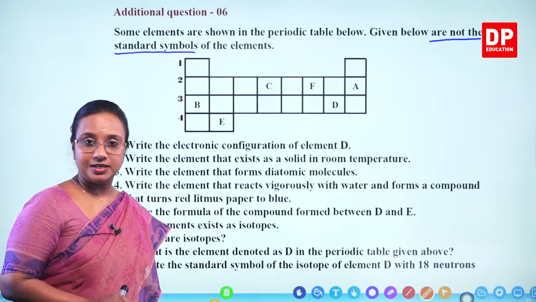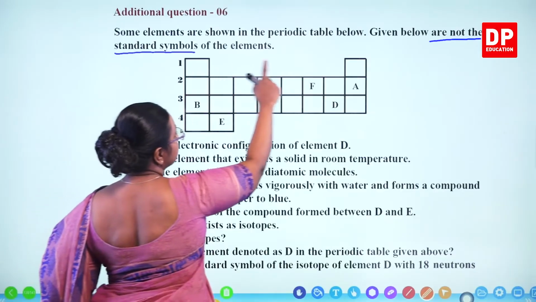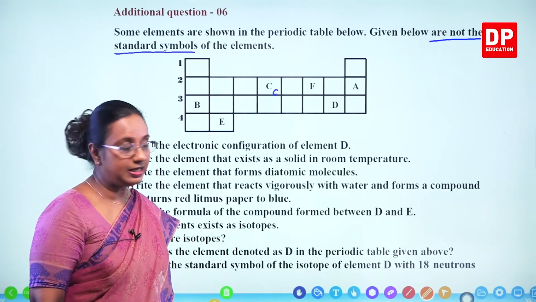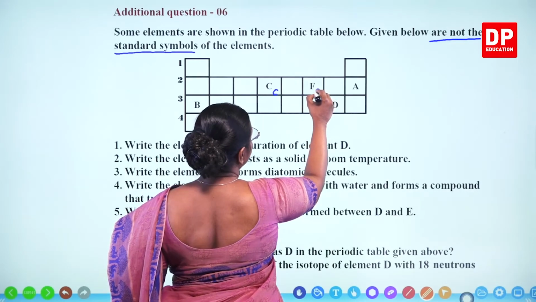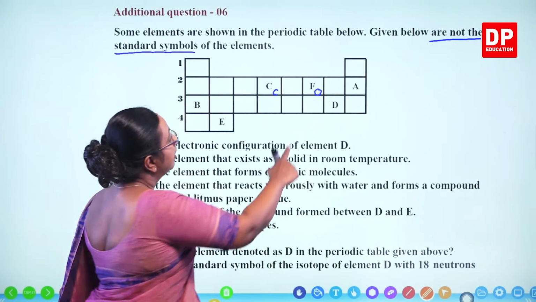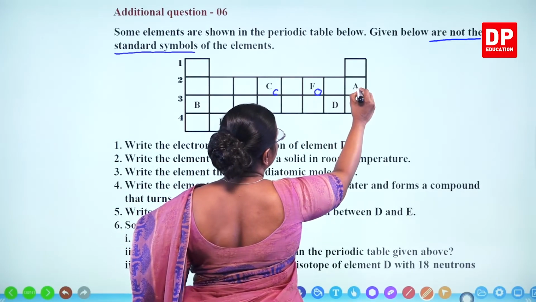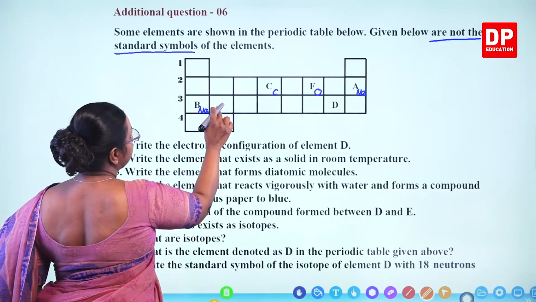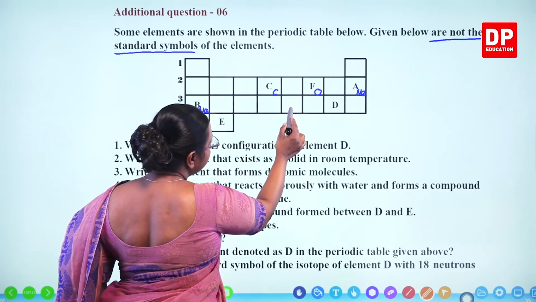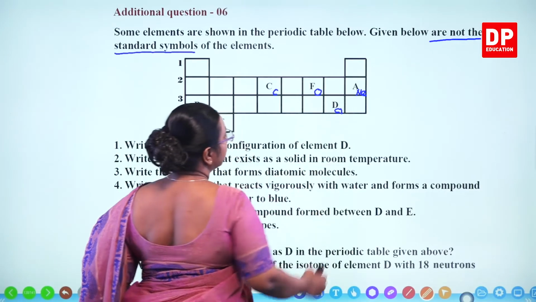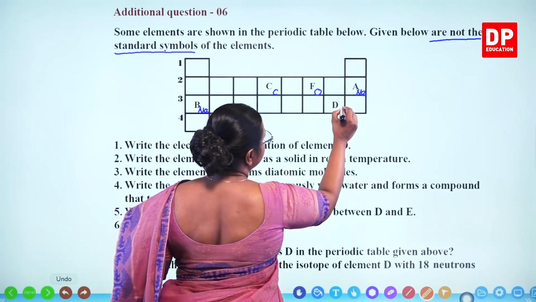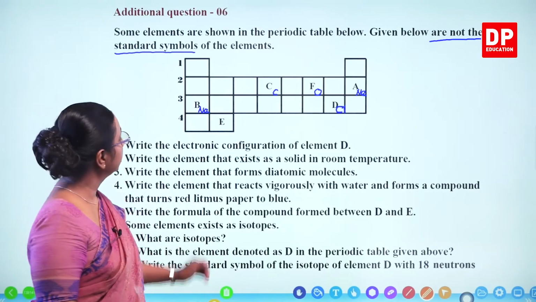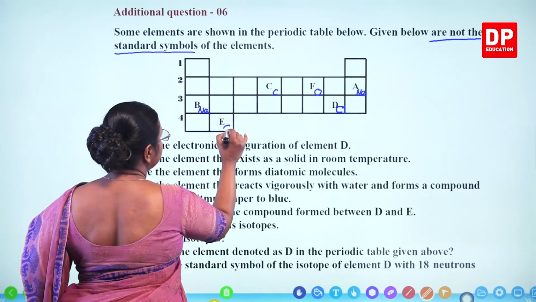You remember the first 20 elements in order. So, hydrogen, helium, lithium, beryllium, boron. Already carbon is given as C. Nitrogen, but oxygen is shown as F. Then here we have fluorine and A will be neon. B is going to be sodium, magnesium, aluminium, silicon, phosphorus, sulfur, and D will be chlorine. D will be element chlorine. And we have after chlorine, argon, potassium, and E will be calcium.